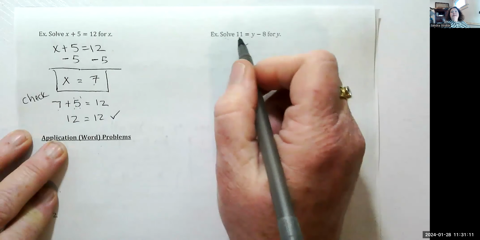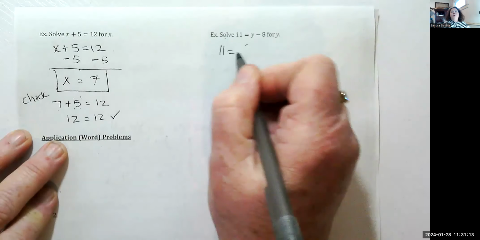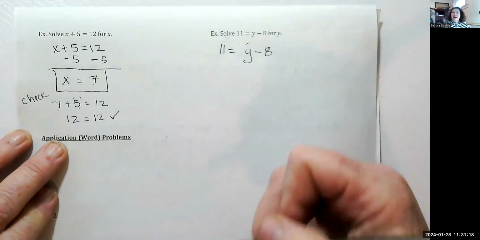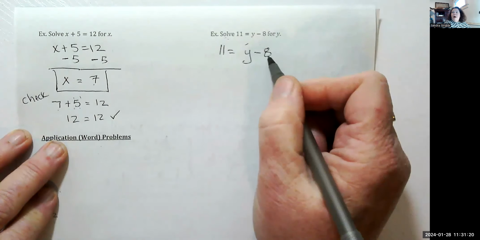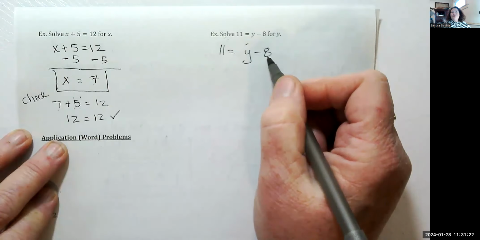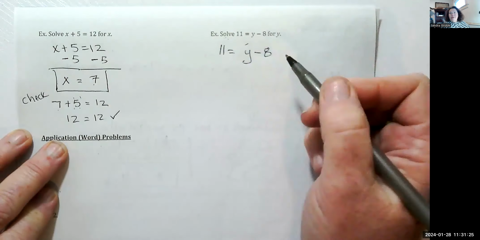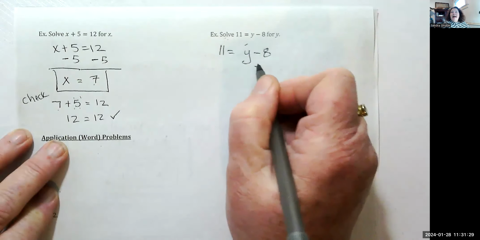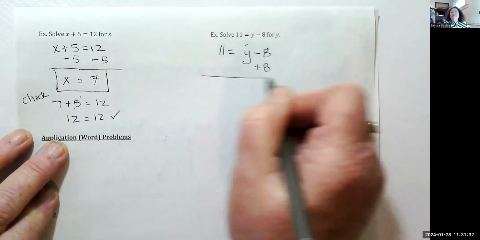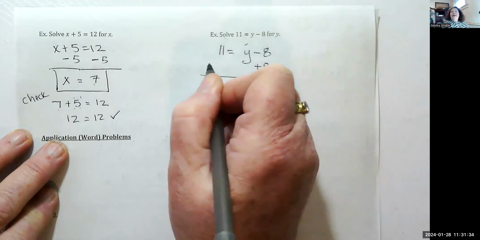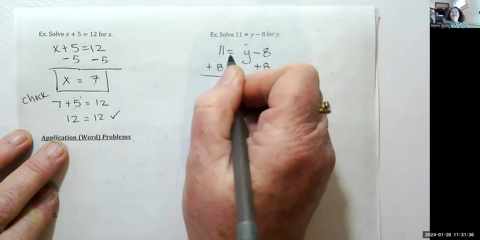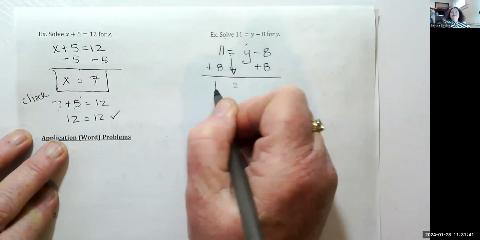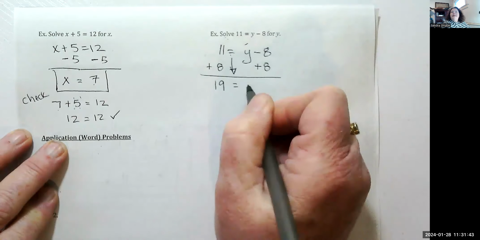So let's solve 11 equals y minus 8. Okay, who's attached to y and how? 8 is attached to y by subtraction. The inverse of subtraction is addition. The opposite of subtraction is addition. So to get rid of this 8, we have to add 8 to this side. But what we do to one side, we have to do to the other because there's an equal sign. I'm going to bring that down. 11 plus 8 is 19, and then the right side just becomes y.